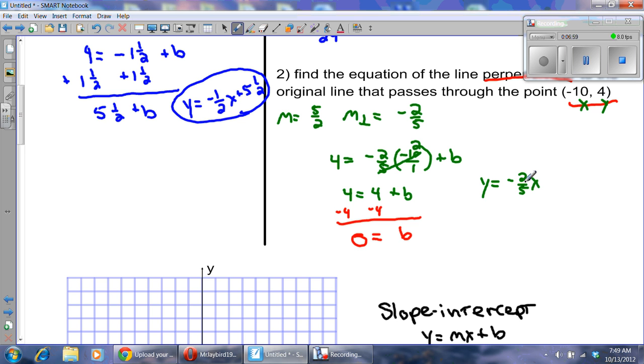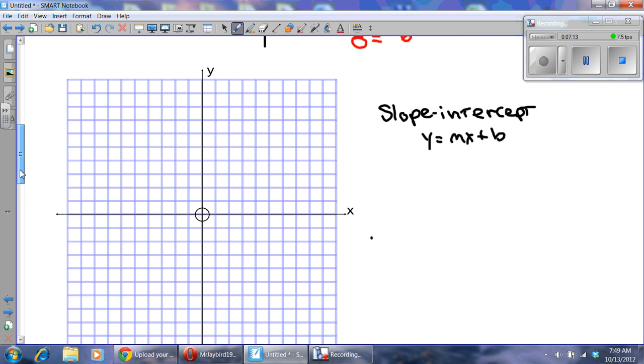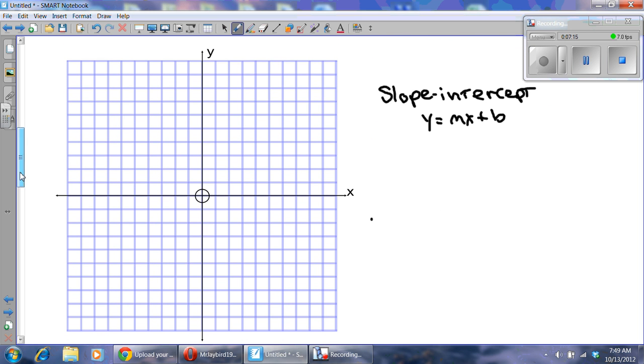I didn't put the plus 0 on the end because it's unnecessary. I know that there's a 0 being added here, but I don't need to write it. This is the best answer because it's the simplest answer, especially since you're in honors algebra. Okay, we know how to graph from slope y-intercept form.